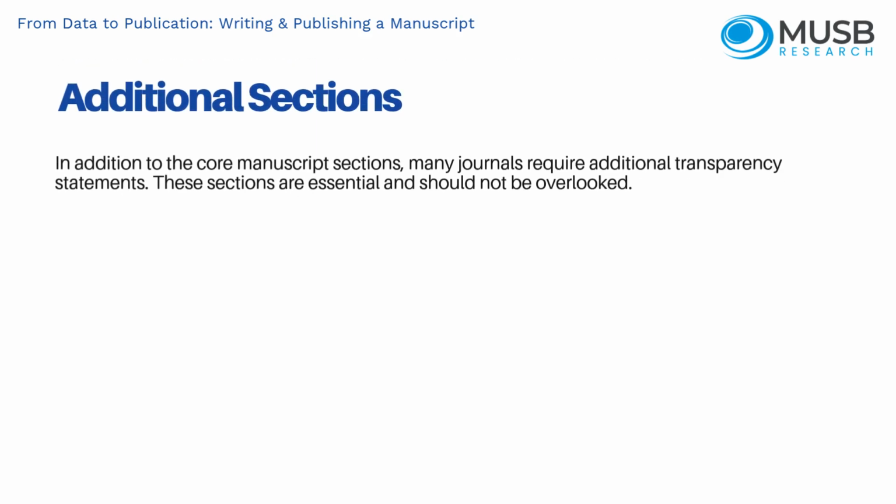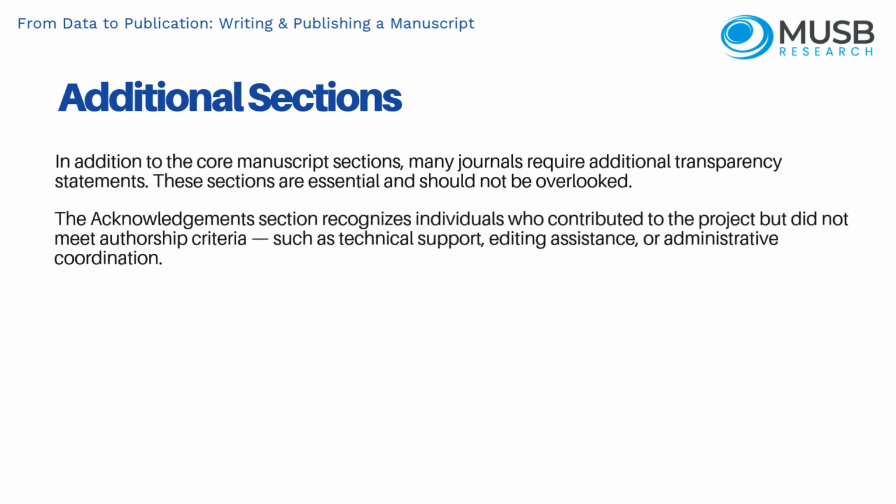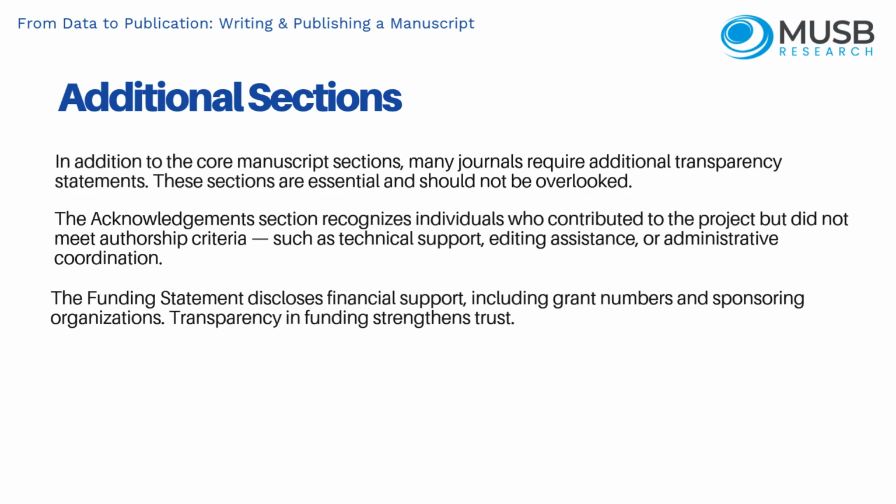In addition to the core manuscript sections, many journals require additional transparency statements. These sections are essential and should not be overlooked. The acknowledgements section recognizes individuals who contributed to the project but did not meet authorship criteria, such as technical support, editing assistance, or administrative coordination. The funding statement discloses financial support, including grant numbers and sponsoring organizations. Transparency in funding strengthens trust.